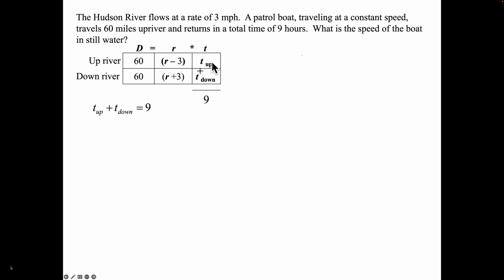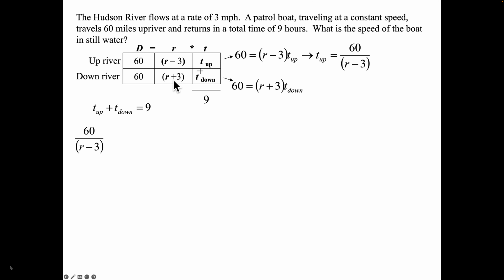So first row, 60 equals r minus 3 times t sub up, divide over the r minus 3, substitute it down here for that t sub up, plus. Do the same thing with this line. 60 equals r plus 3 times t sub down, divide over the r plus 3, 60 over r plus 3, plug it in for t sub down. There's my equation with only r's in it, so now I can solve for the rate.